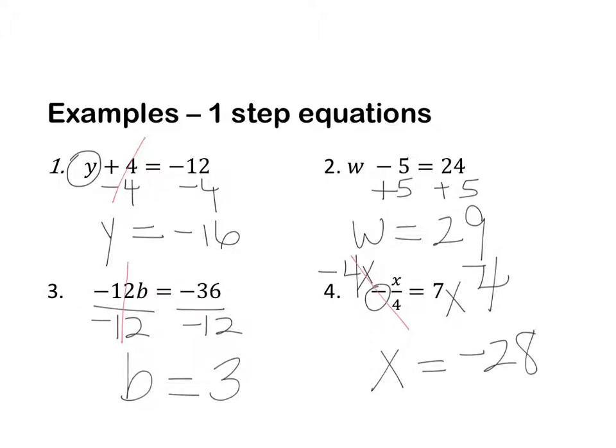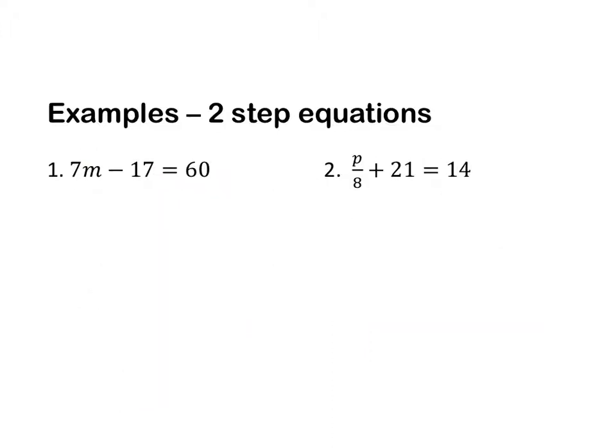Alright, now we're moving on to two-step equations. So 2 steps means there's 2 math operations that I have to undo. So first of all, I have multiplication. 7m means I'm multiplying 7 times m, and then I am subtracting 17. So the first thing I have to do to solve this is I have to get rid of the 17.